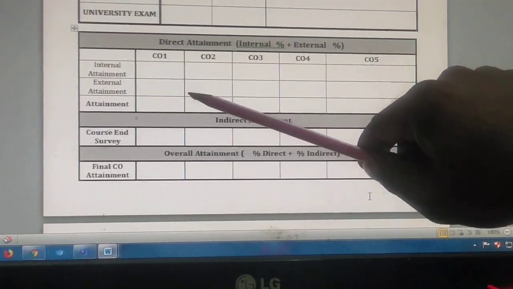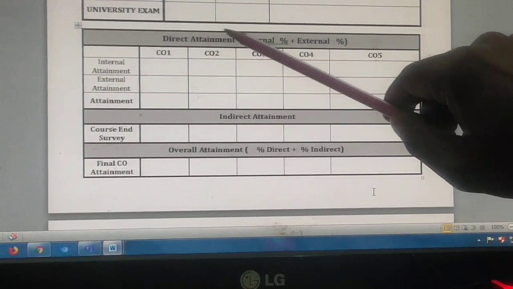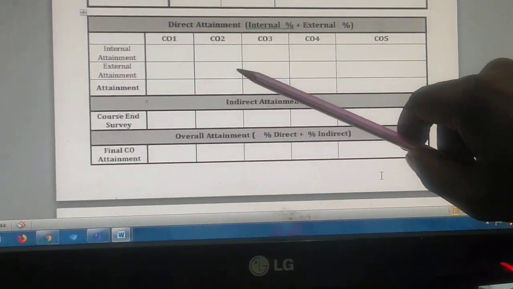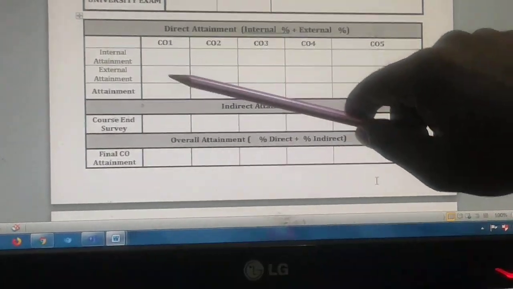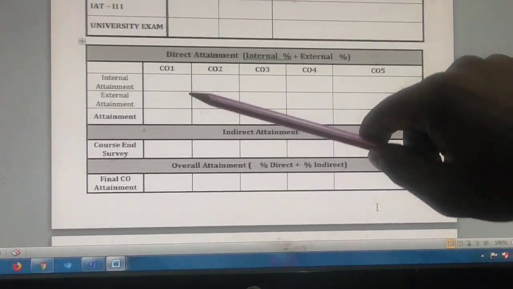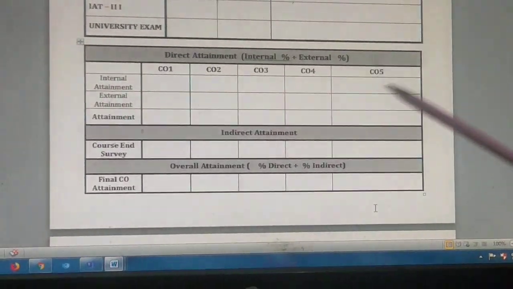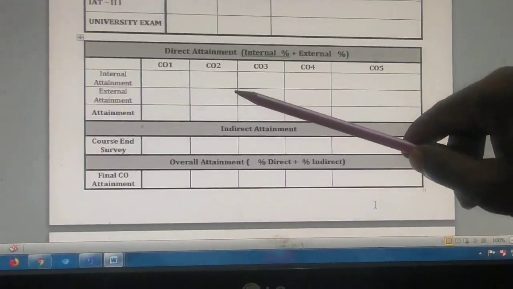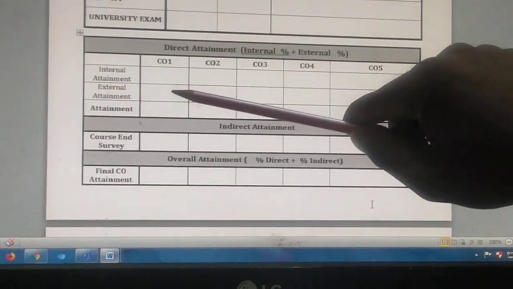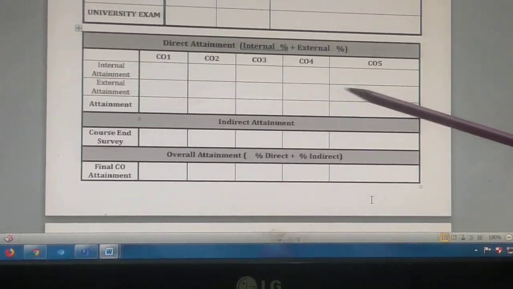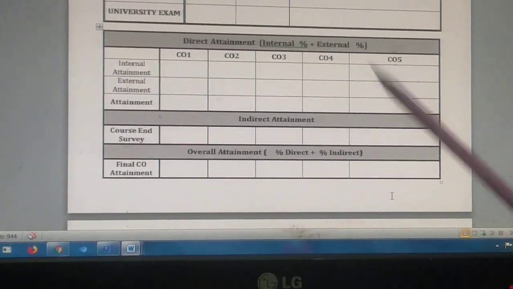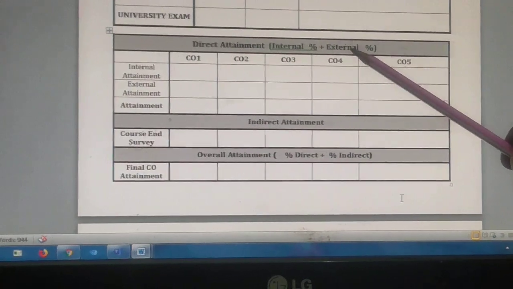In university examinations, we don't discriminate or group the questions with respect to the CO level. Therefore, the attainment from the university examination is common for all COs. If we have got an attainment of 3 in the university examinations, this is common for CO1, CO2, CO3, CO4 and CO5. So direct attainment is equal to internal attainment plus external attainment.